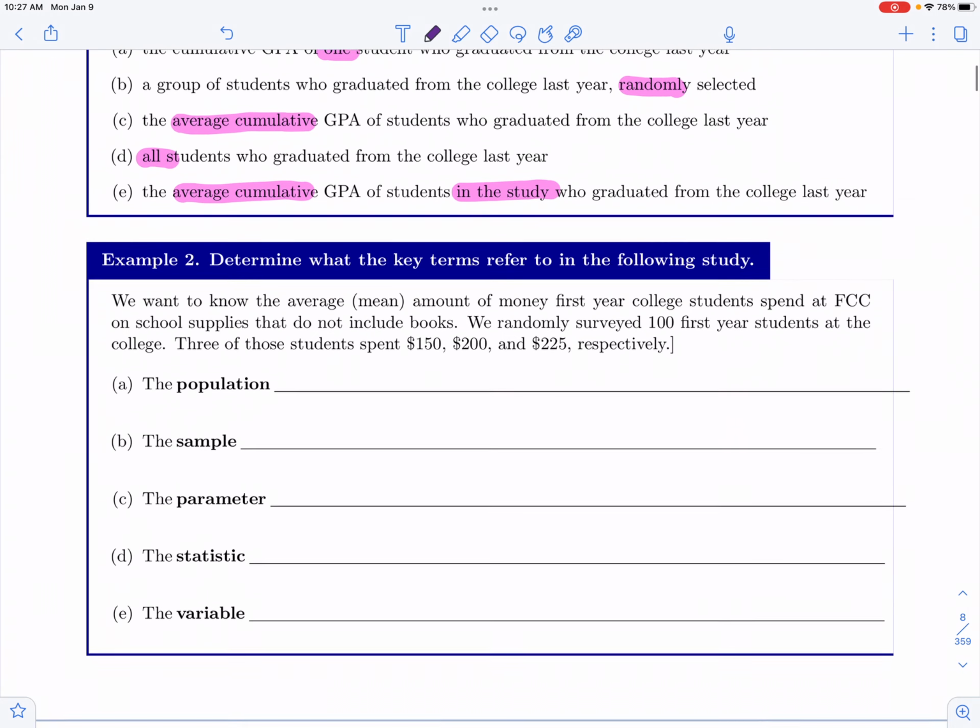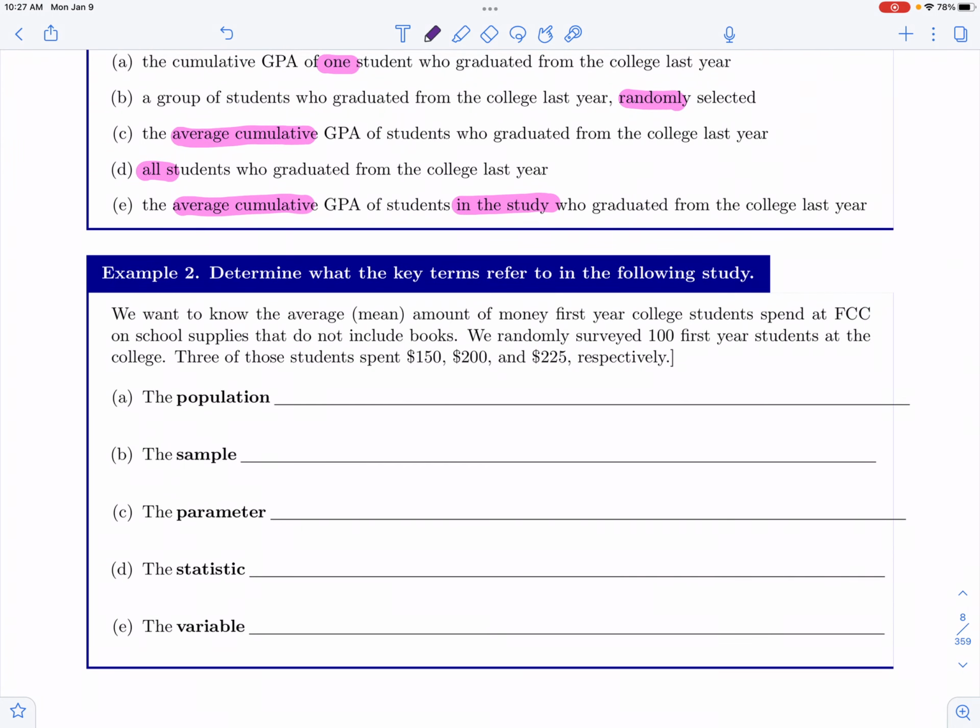All right, so let's look at example 2 real quick. We want to know the average mean amount of money first-year college students spend at FCC on school supplies that do not include books. We randomly surveyed 100 first-year students at the college. 3 of those students spent $150, $200, and $225 respectively. Just to highlight a few things here, notice our average amount is going to be either our statistic or our parameter, depending on which one we're talking about.